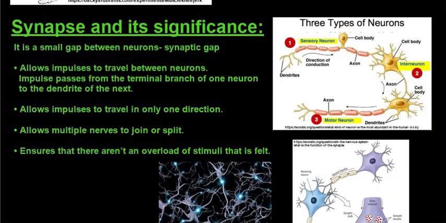So now the synapse and its significance. It is a small gap between neurons, known as the synaptic gap. These three types of neurons, sensory neuron, interneuron, and motor neuron, don't come into contact with each other. They don't touch each other.